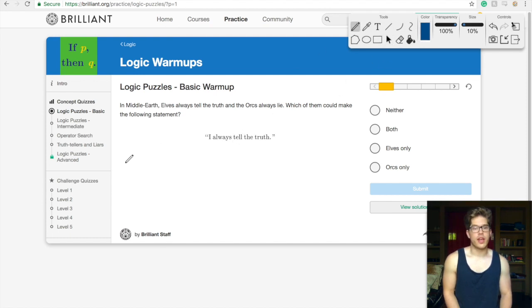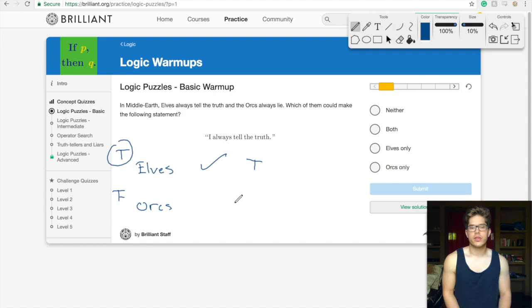So we have elves. Let's write down what we know first of all. We have elves that are always truthful, and we have orcs that always lie. They're always false. So can an elf say, I always tell the truth? Well, yes. An elf can say, I always tell the truth, because this is a truth and they always tell the truth.